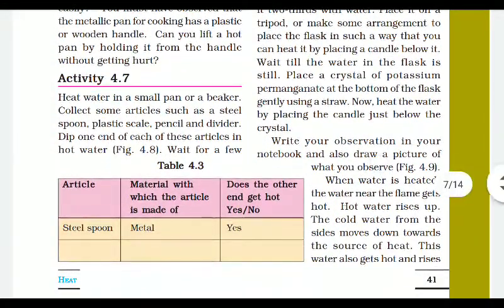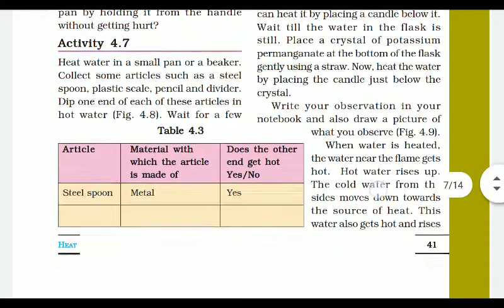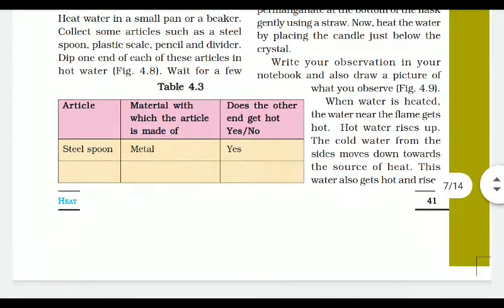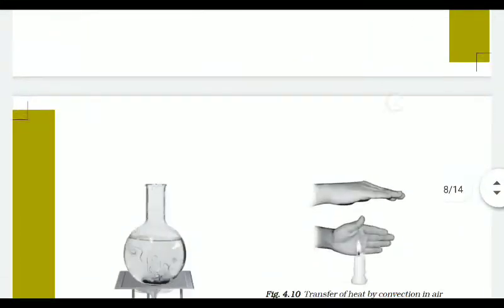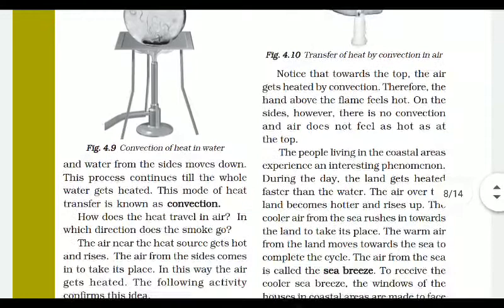Now, when the water is heated, the water near the flame gets hot and rises up, and the cold water from the sides moves downwards towards the heat source. This water also gets hot and rises slowly, and water from the side moves down. This process continues till the whole water gets heated. This mode of heat transfer is known as convection.